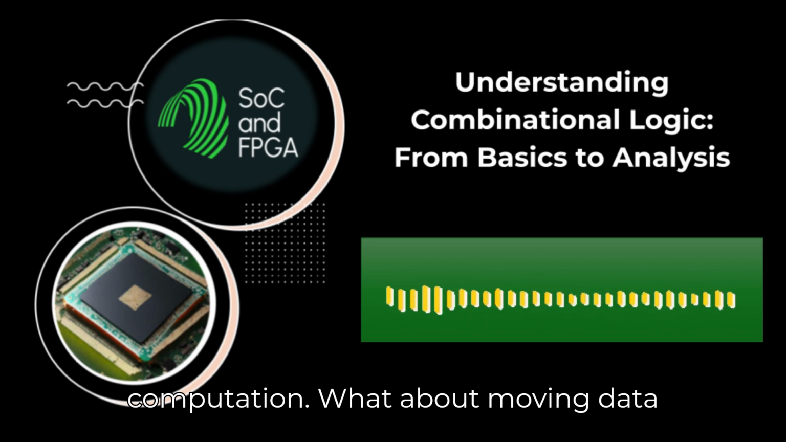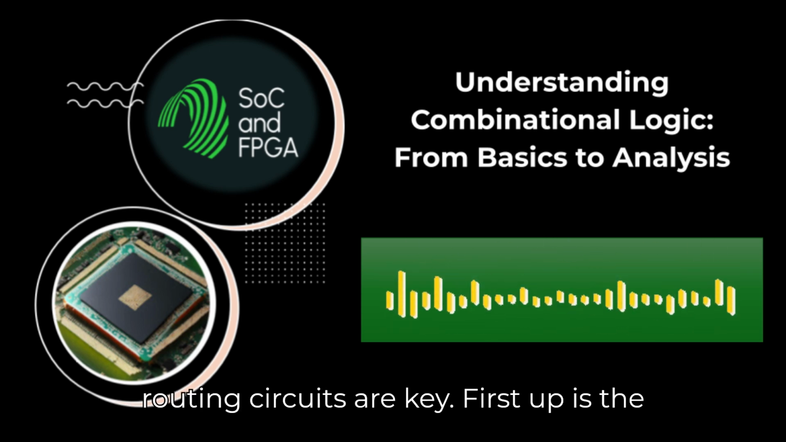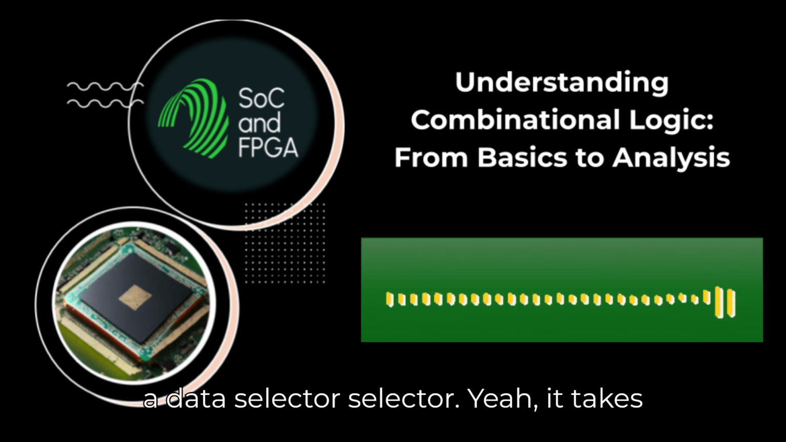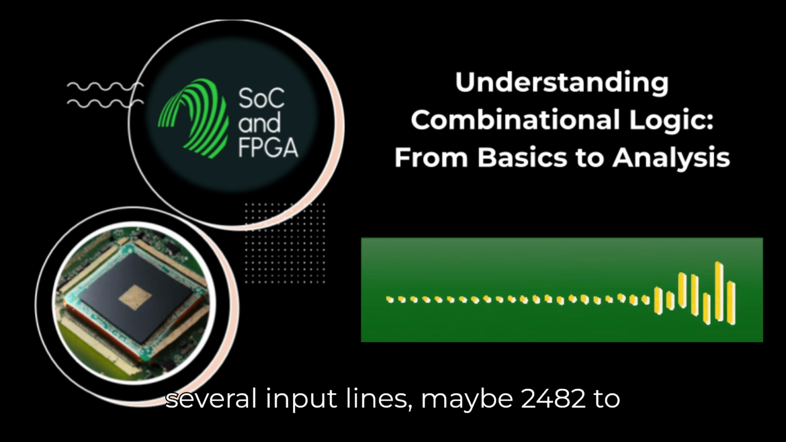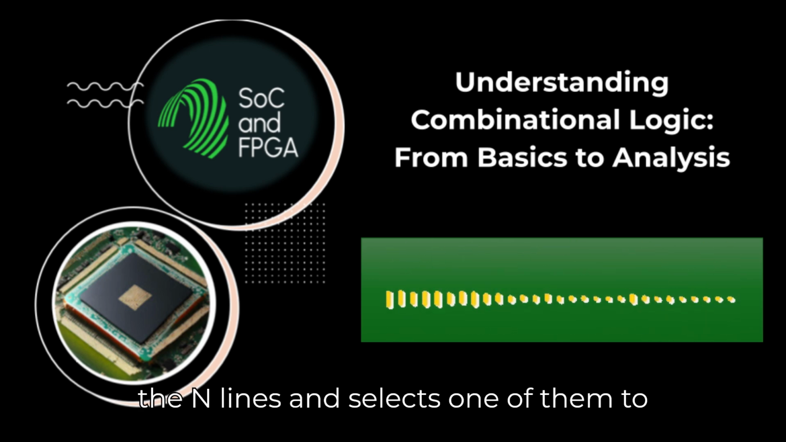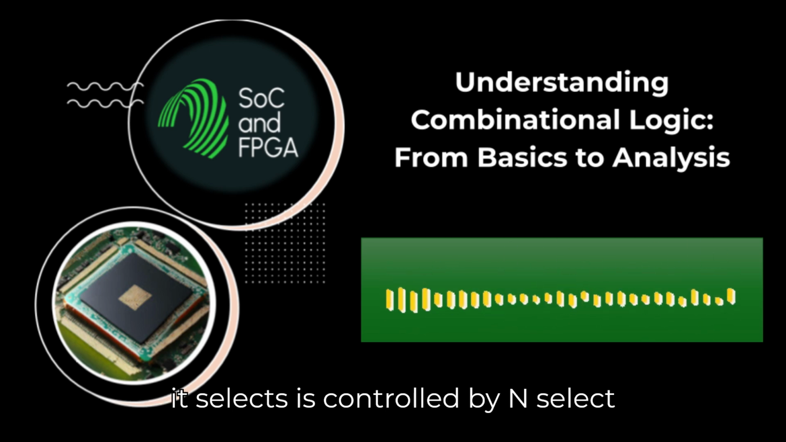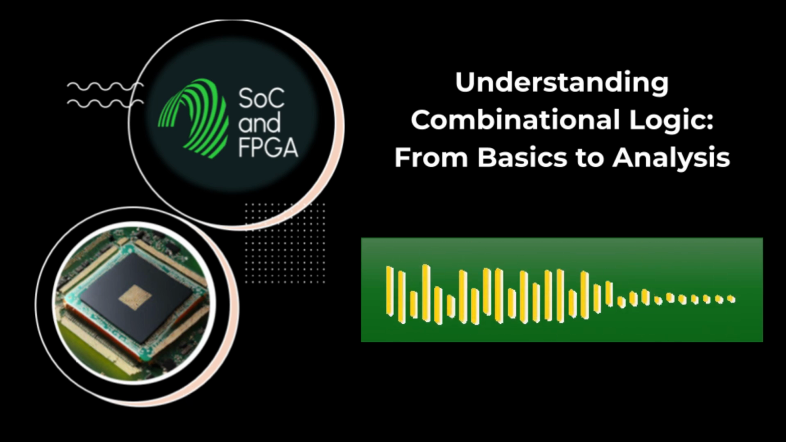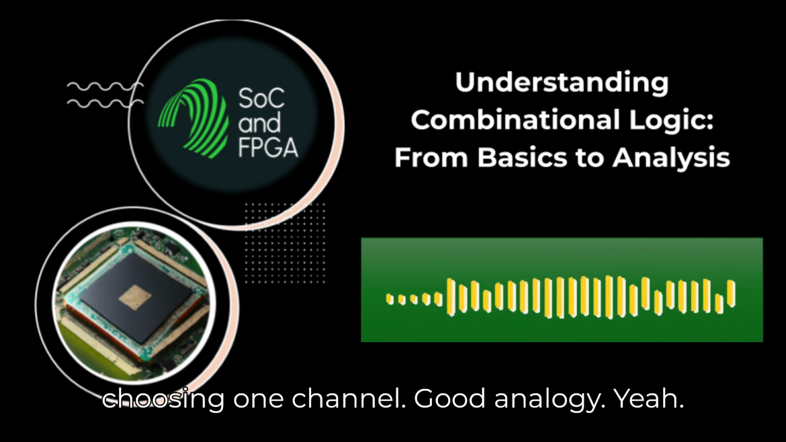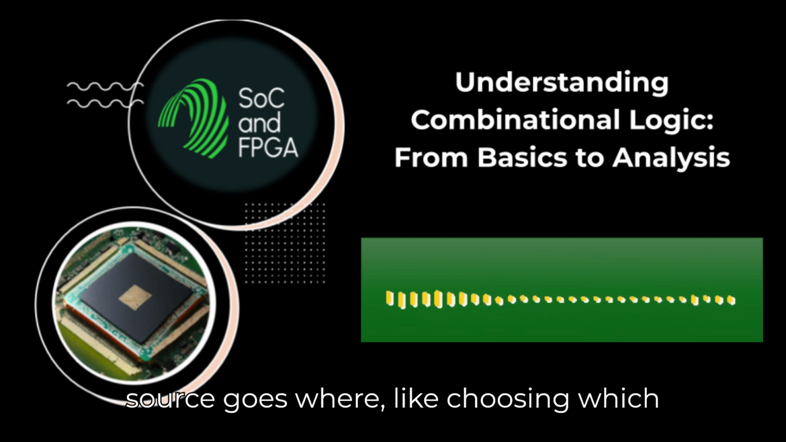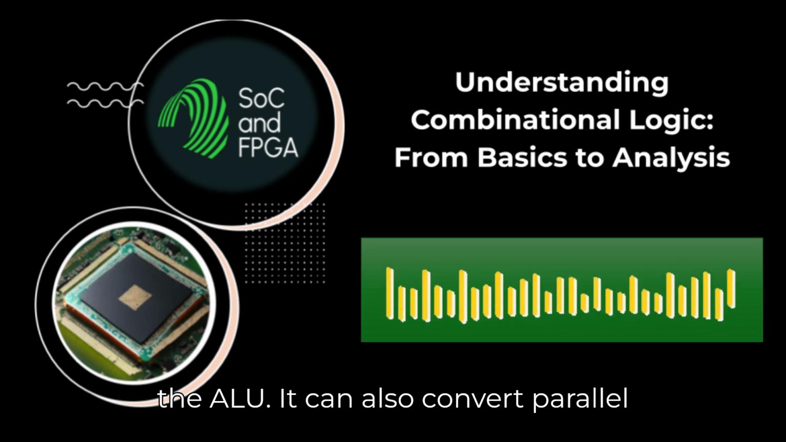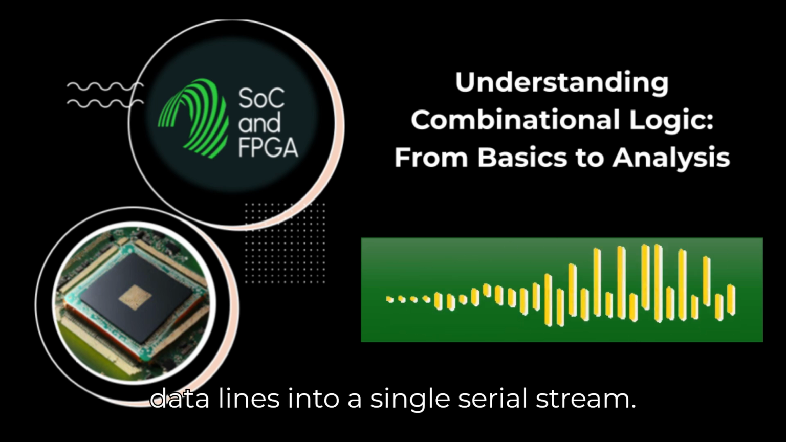What about moving data around? Data routing. That's where data routing circuits are key. First up is the multiplexer, or MUX. People often call it a data selector. Yeah. It takes several input lines, maybe 2, 4, 8, 2 to the n lines, and selects one of them to route to a single output line, which one it selects is controlled by n select lines. Like a digital rotary switch, choosing one channel. Good analogy. Super important for picking which data source goes where, like choosing which register feeds the main processing unit, the ALU. It can also convert parallel data lines into a single serial stream.